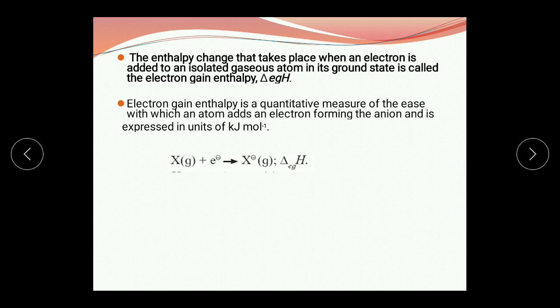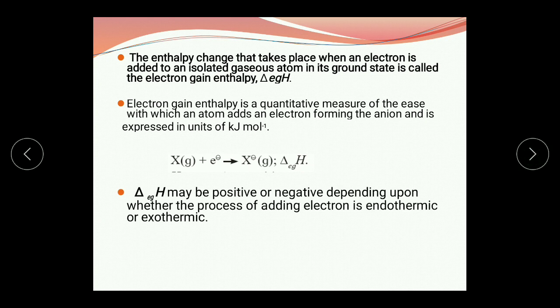So the equation can be shown like this: neutral gaseous atom plus an electron is added, and that X becomes X minus. And it is delta EGH, whatever the quantity comes, that is electron gain enthalpy. It may be positive or negative, depending upon whether the process of adding electron is endothermic or exothermic. You see, ionization enthalpy is always positive because energy needed to be supplied. But about electron gain enthalpy, we can't say that. It may be positive or negative.